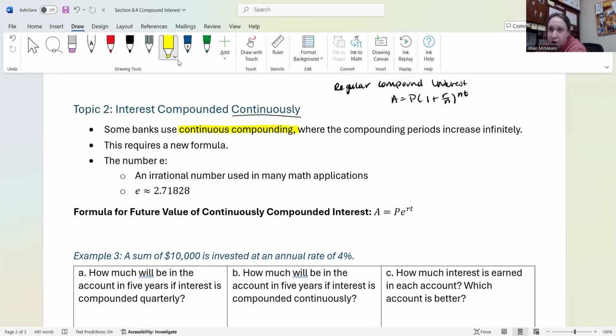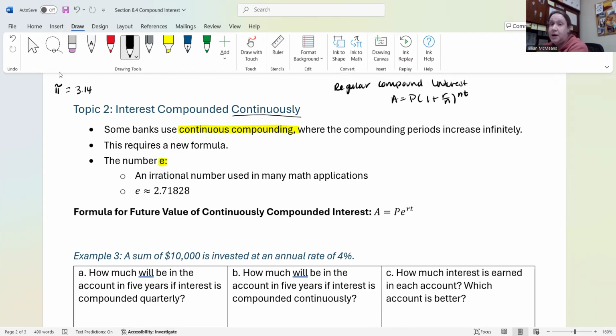Now, this does require a new formula. It also requires kind of a new number, okay? So let's talk about something that we already know that's similar in setup. Hopefully, we all are familiar with the number pi. Pi is quite literally the ratio of the circumference of a circle to its diameter. No matter what circle, if you measure the distance around the circle and then divide it by its diameter, you're always going to get 3.14. Now, that's kind of our version of pi.